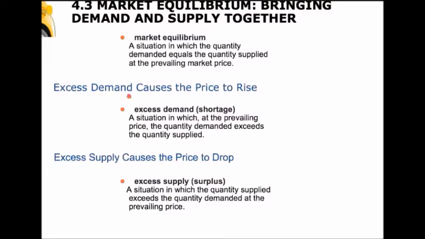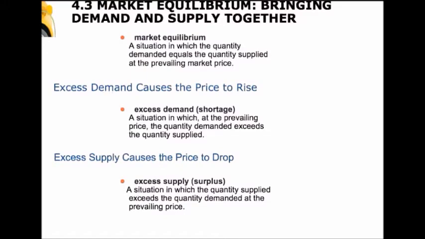Anytime there's an excess demand in a market, which is when there's a higher quantity demanded than there is quantity supplied, what we're going to show is this causes the price to rise. Anytime there's an excess supply, what we'll show is this causes the price to drop.